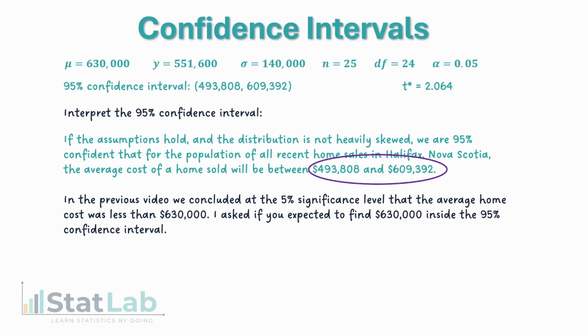As I've mentioned in earlier videos, but in case you haven't seen those, a 5% significance test must agree with a 95% confidence interval. So if you conclude that the value is less than 630,000, then it can't be one of the possible answers in your interval. Now, of course, 95 goes with 5, 99 goes with 1, 90 would go with 10, etc.